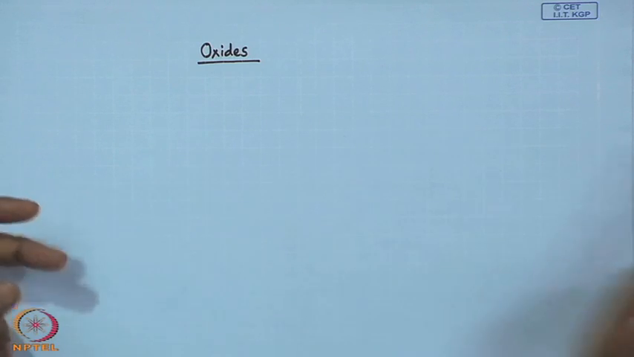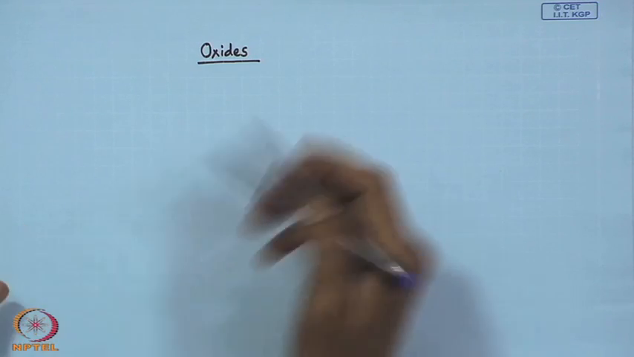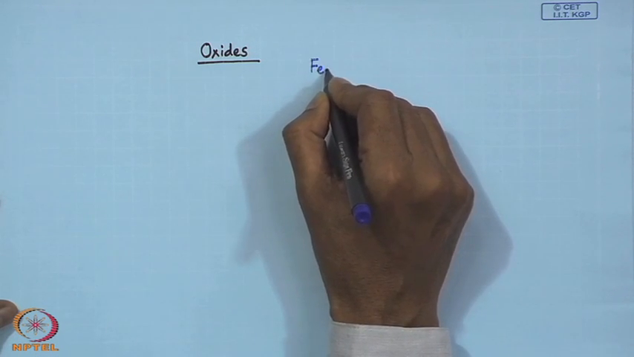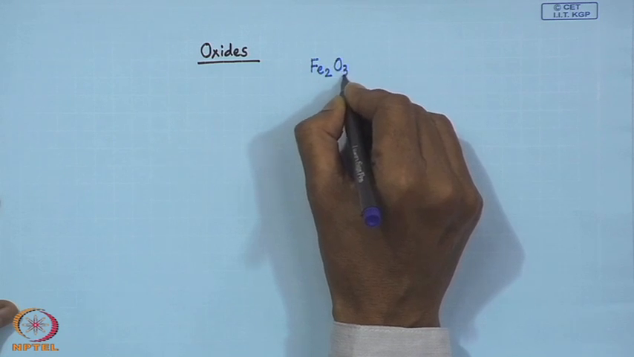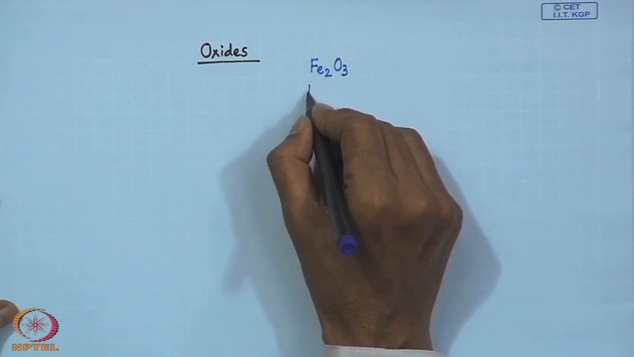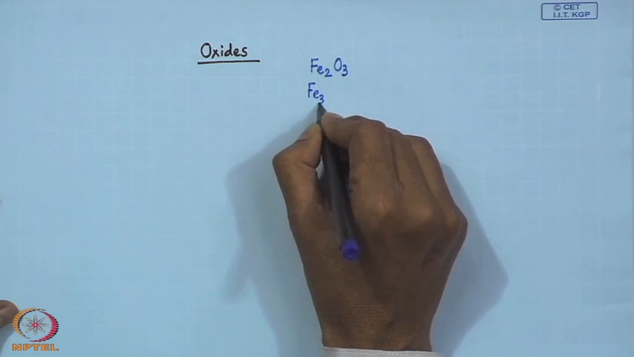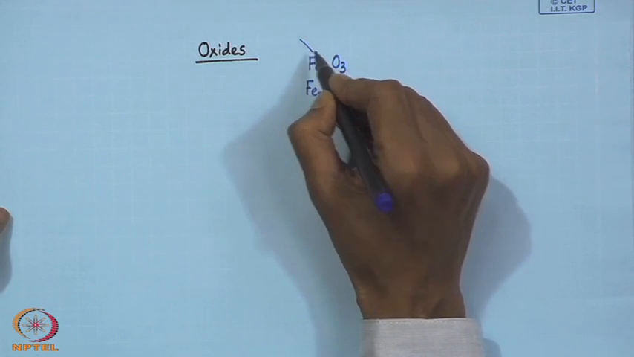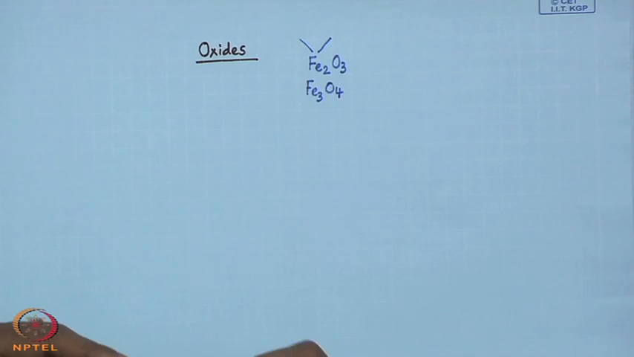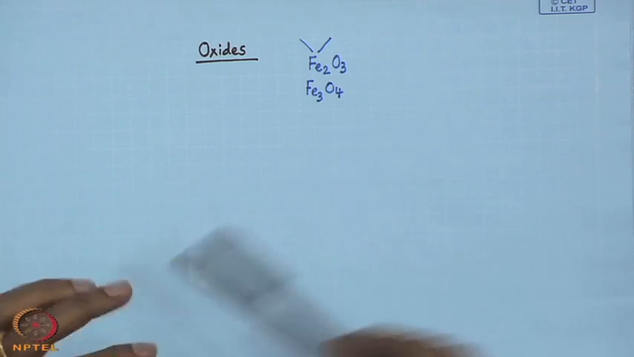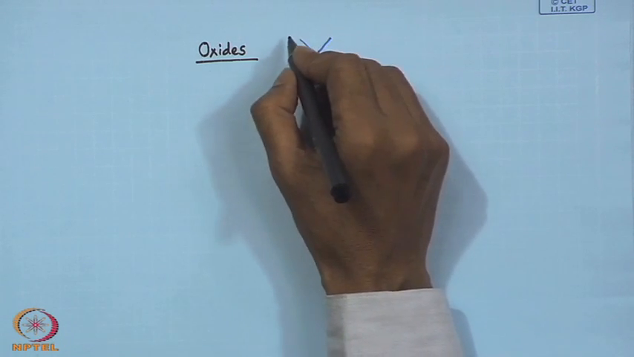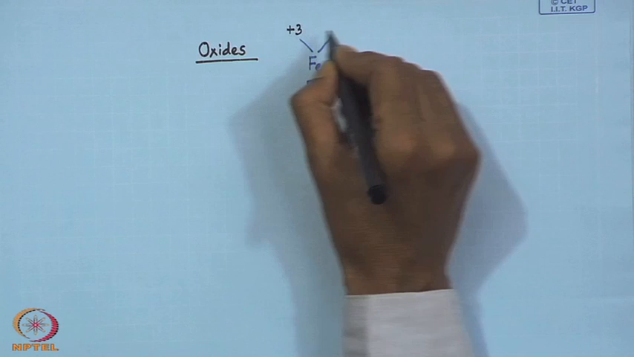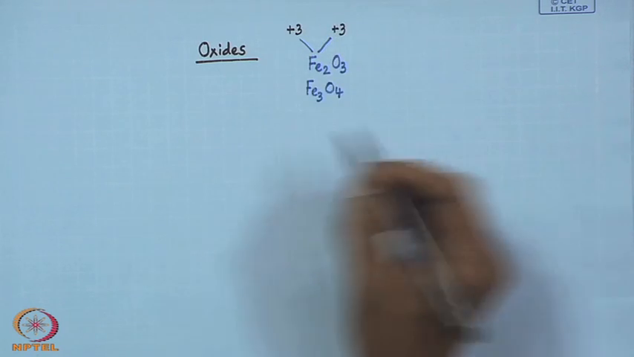specially named as spinels, where we usually find that if we have a metal oxide like Fe2O3, or sometimes we can have Fe3O4. In this particular case, when we know the number of oxide anions attached to the metal center, it will immediately tell us the corresponding oxidation state of the metal ions present in this oxide lattice.